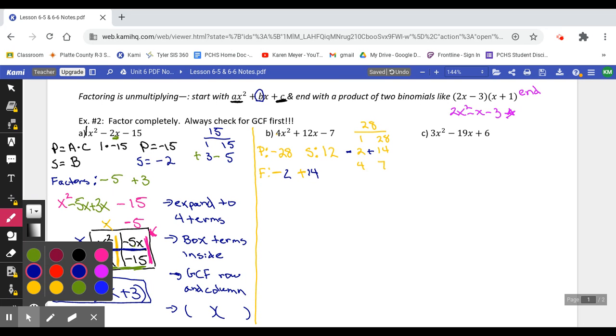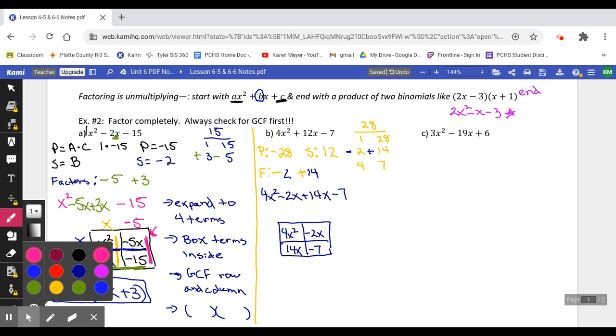Okay, so now we expand the problem. Keep the first term. Don't write the middle one. Instead of writing the middle one, put the 2 factors. So 4x squared, -2x plus 14x minus 7. Then you're going to take those 4 terms and put them inside a box. So here's my box. Put them inside the box: 4x squared, -2x, 14x, -7.